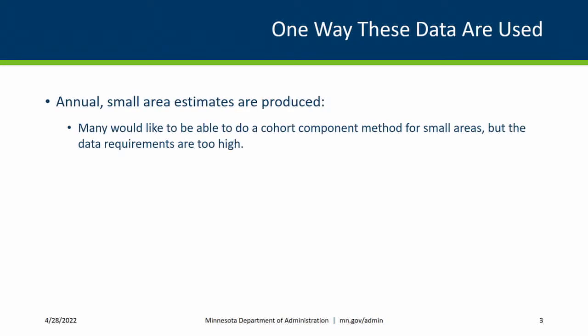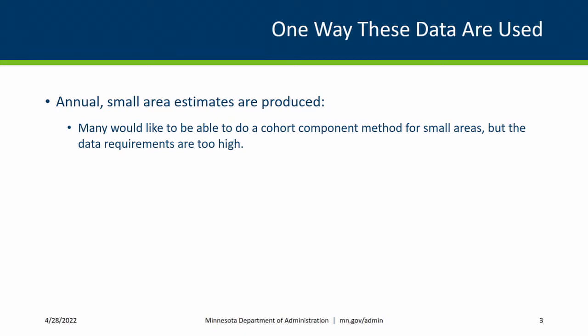One way that these data are used is that we use them to produce annual small area estimates. So every area that was colored on that map, I produce an estimate for annually. Actually, even the gray places, I produce an estimate for. We just aggregate them together because there's no functioning unit of government in there, so it's a balance of state, balance of county area that gets created for the gray areas. But we make an estimate for every place, every year.